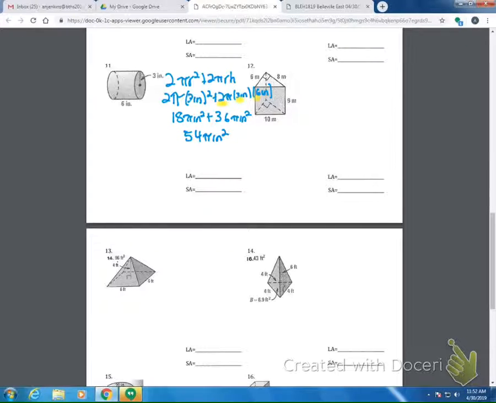54 pi inches squared. Okay, so we're going to go on to, let's do Lanaya. Lanaya, what is 54 times pi?